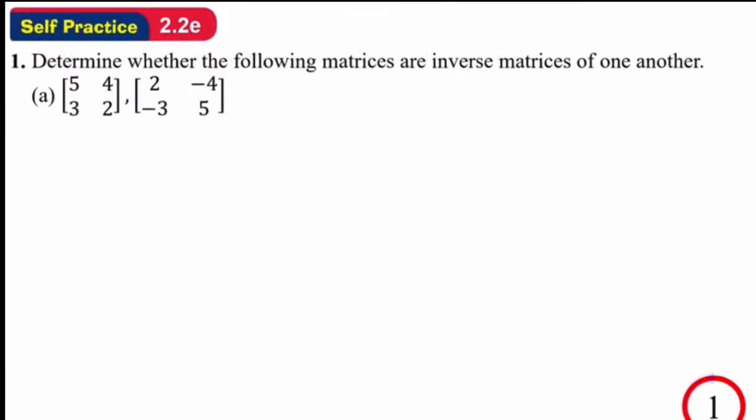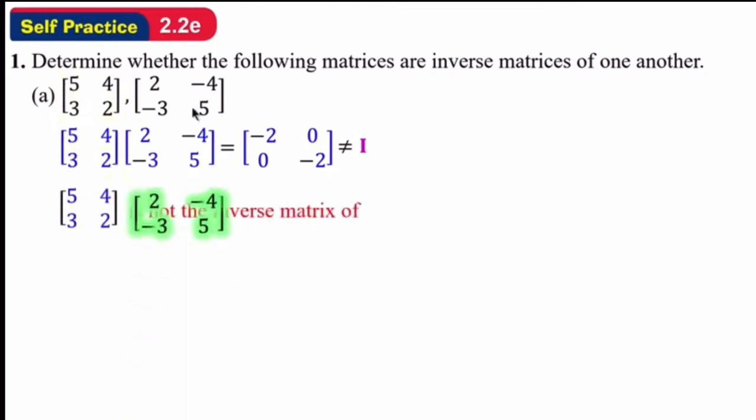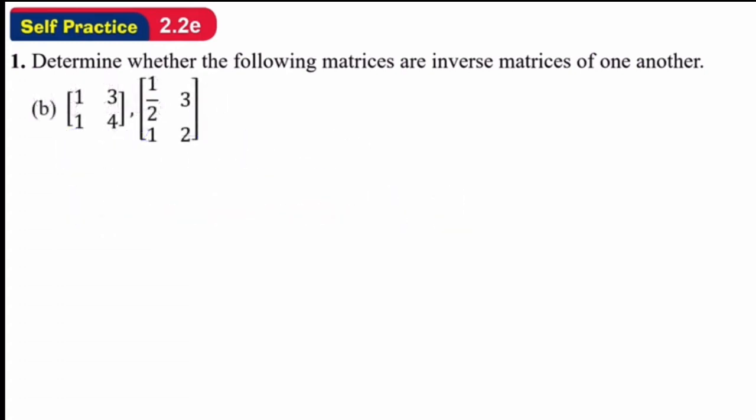So the same goes for question number 1A. We need to multiply these two matrices and we want to know the product of these two matrices. Is it the identity matrix? It seems like it is not the identity matrix. So we say that [5, 4; 3, 2] is not the inverse matrix of [2, -4; -3, 5]. We can also say that [2, -4; -3, 5] is not the inverse of the other one.